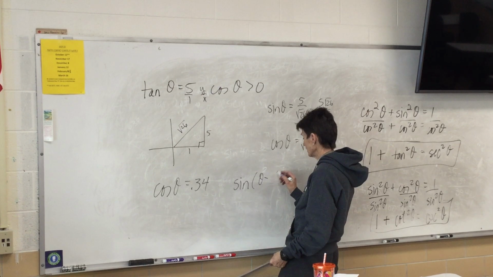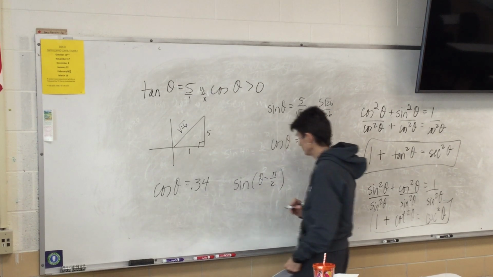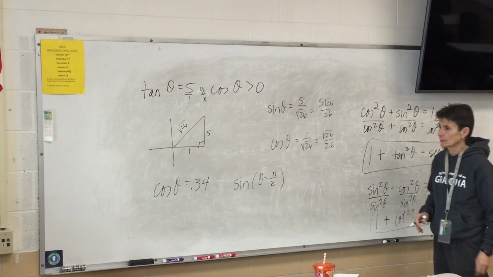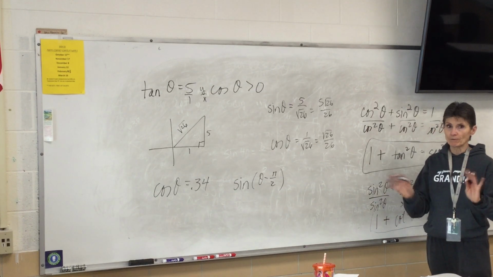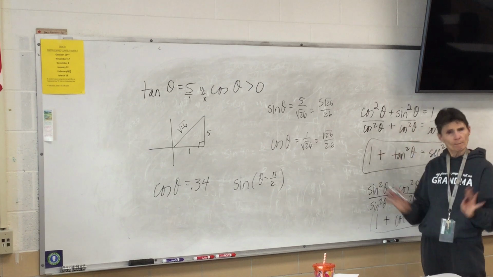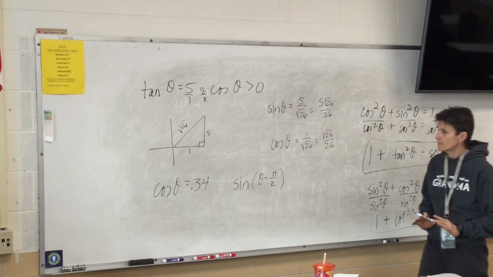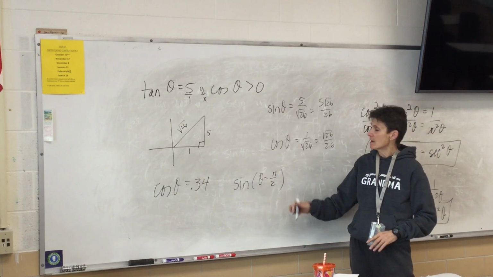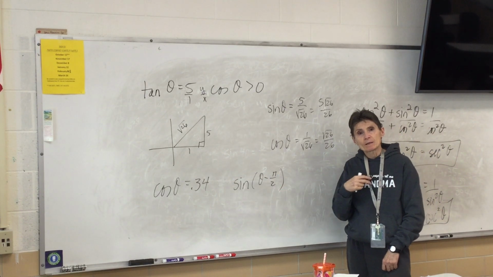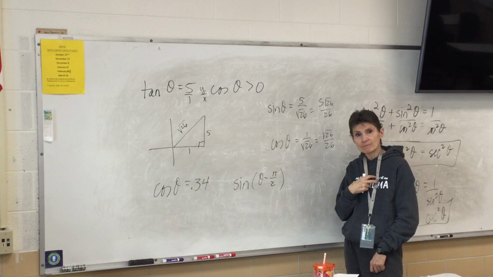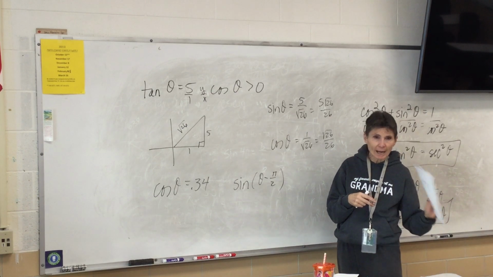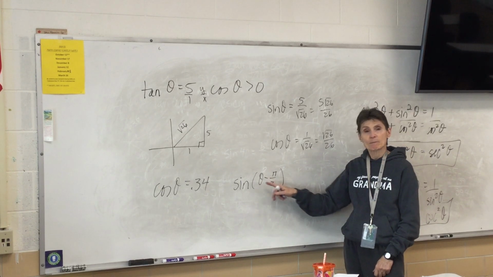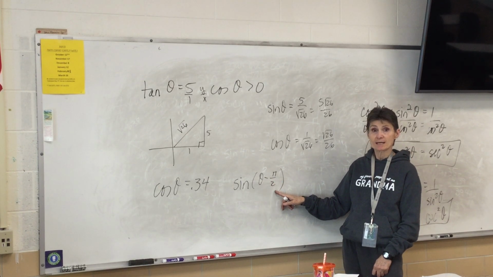All right, number 2 says the cosine is 0.34, and we have to find the sine of theta minus pi over 2. Well, first of all, there should be some alarm bells going off, because we have identities that look like this, but what's the difference? The identities that we have, this could kind of be our Bible for a while. This is backwards, right? It's pi over 2 minus theta.